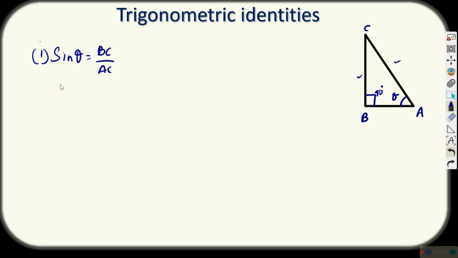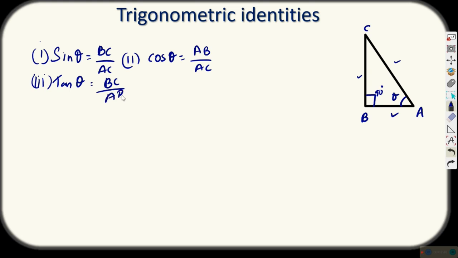Then the next ratio which you studied is cos theta. You have done this in 9th standard. Cos theta is adjacent upon hypotenuse. So naturally I will write AB upon AC. You can see that AB is the adjacent side of theta and the hypotenuse is the same. Then you studied the third ratio, which you are familiar with. It is tan theta, and tan theta is BC upon AB. It is opposite upon adjacent.